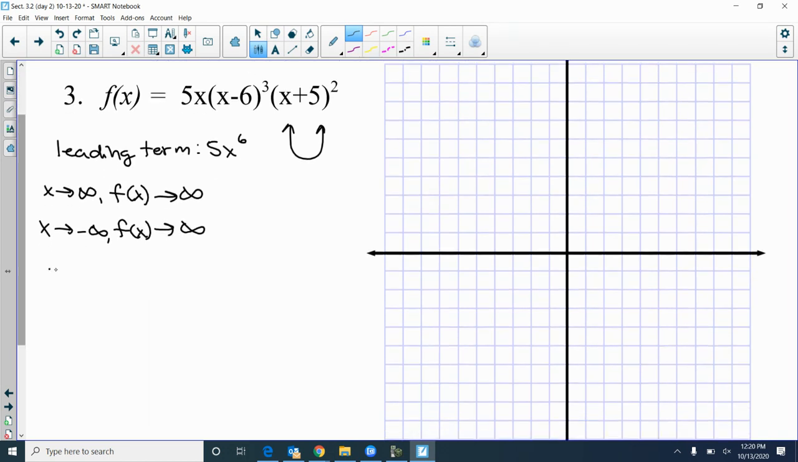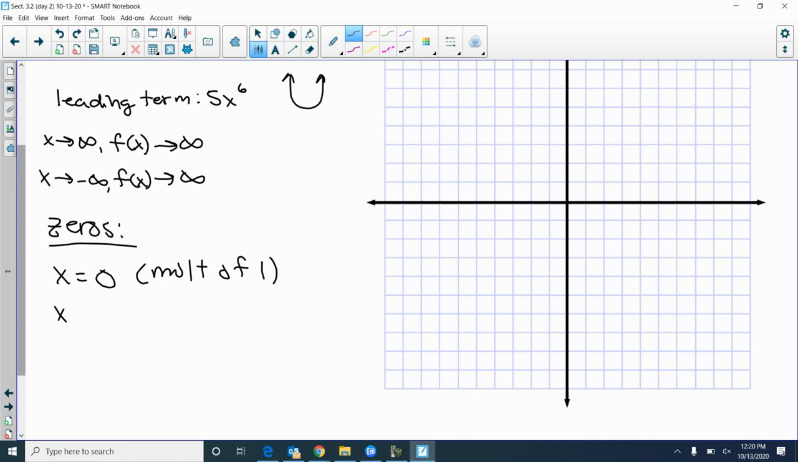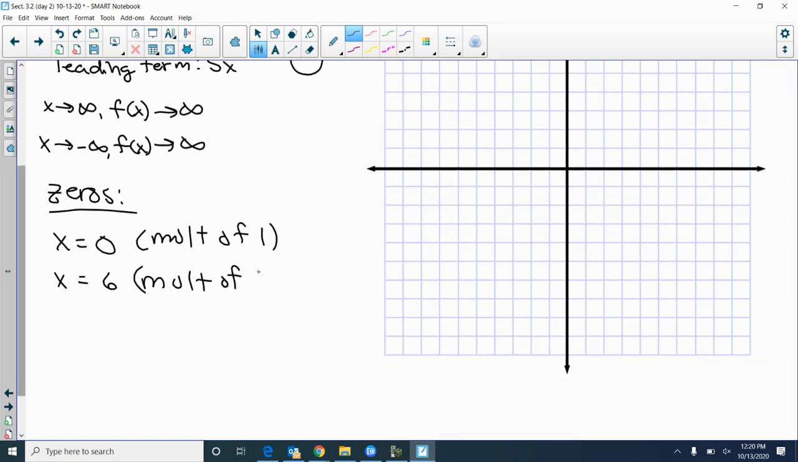All right, my zeros. You got 3 of them. First one, x equals 0. Multiplicity of what there? 1, because it's to the first degree. We got x equals 6. Multiplicity of, what is that one? Multiplicity of 3. And negative 5, multiplicity of 2.